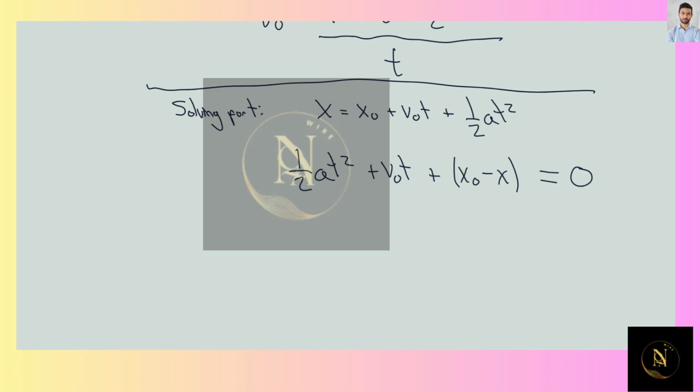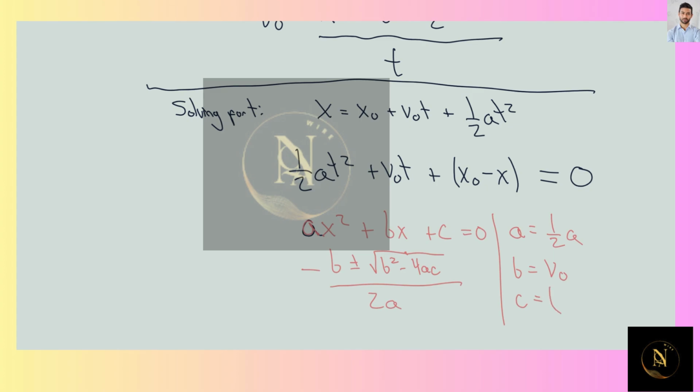So now we're going to employ the general formula. And just remember that for a general quadratic expression of the shape a x squared plus b x plus c equals 0, the solution is going to be minus b plus or minus the square root of b squared minus 4 times a c, divided by 2a. So we're just going to identify what each of the terms means. A is going to be equal to 1/2 of a, b is going to be equal to v0, and c is going to be equal to x0 minus x in our problem.